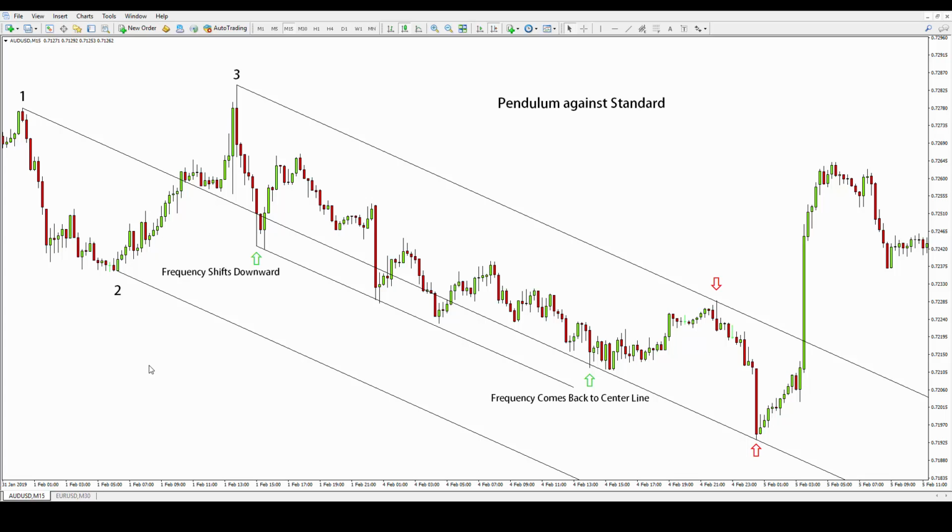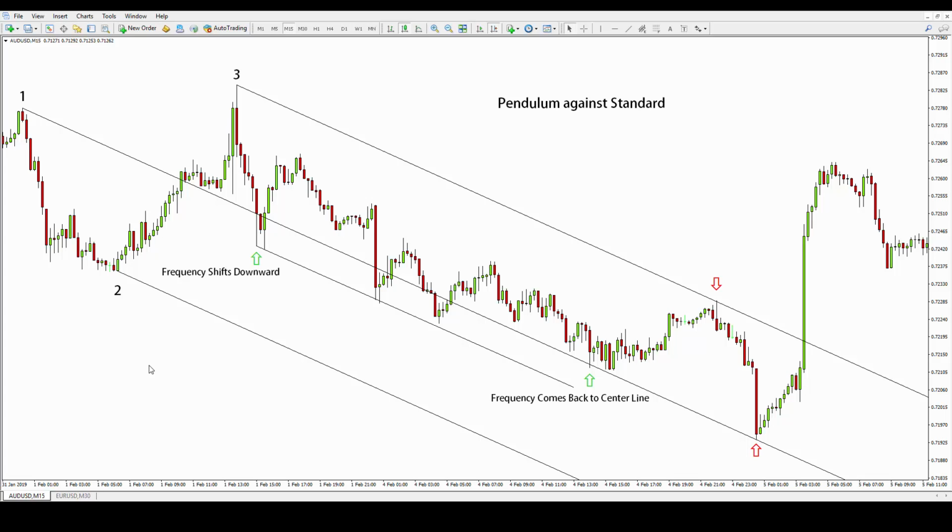In this lesson we are going to see an interesting historical example of price shifting its frequency back and forth between one of the lines of a standard pitchfork, and also how it is important to combine different types of forks to confirm reversal points in price. In this specific case, we are going to see a pendulum fork working against a standard fork.